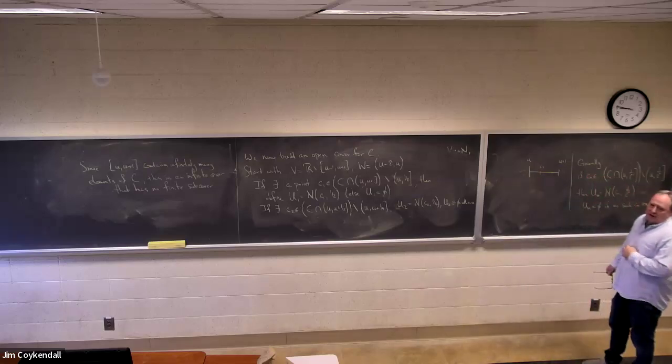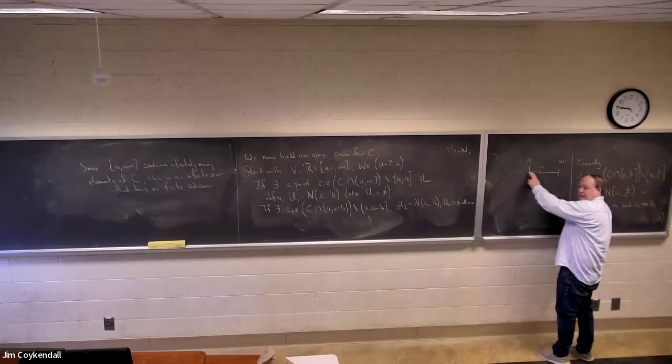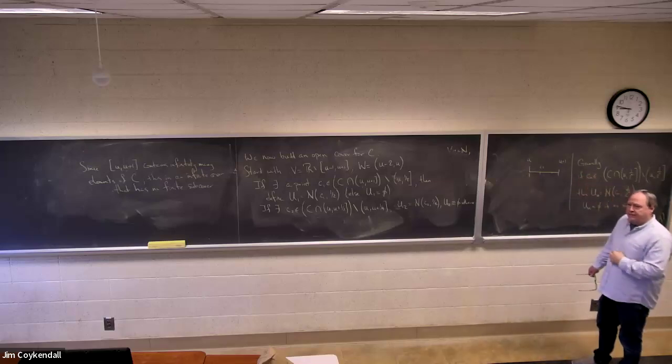There's no way to extract a finite subcover, because if you only use finitely many, you're going to be left with some small amount of this left over, and so infinitely many points left out. Everybody kind of okay with that?